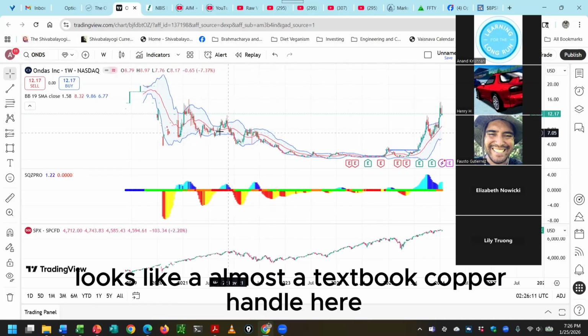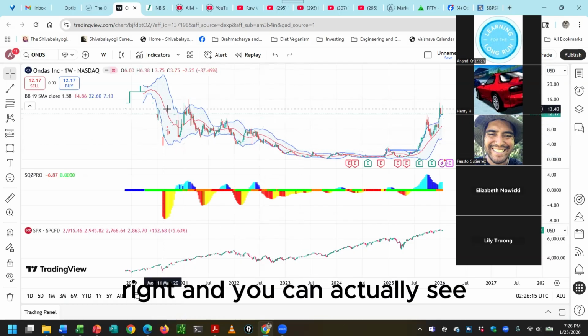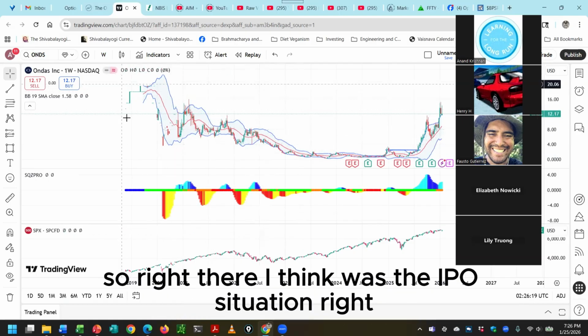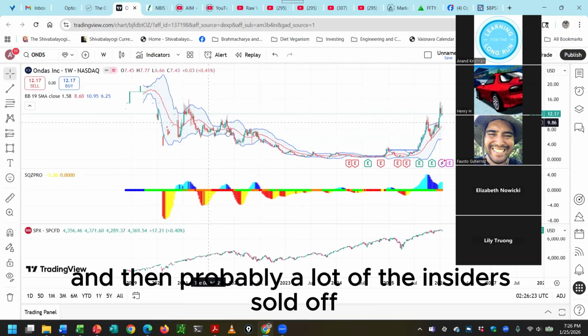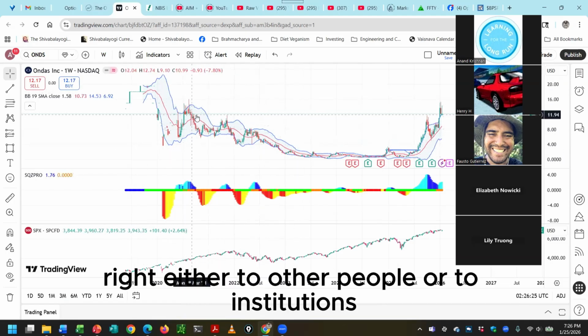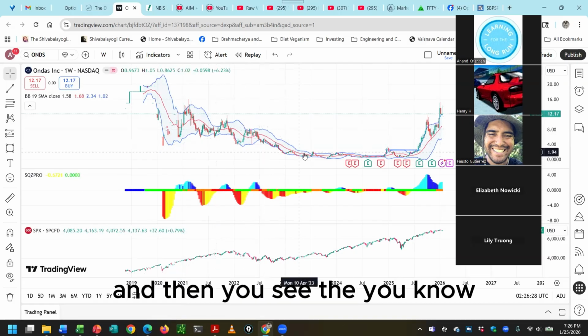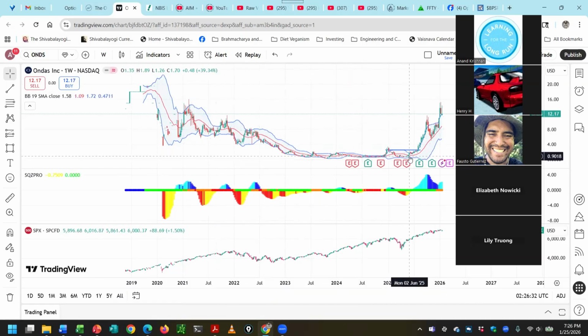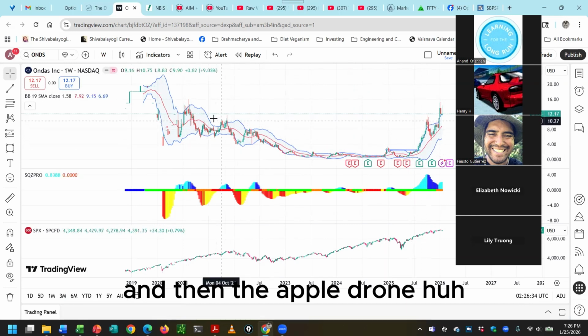All right. Looks like almost a textbook cup and handle here. And you can actually see, right there I think was the IPO situation, and then probably a lot of the insiders sold off, either to other people or to institutions. And then you see the base formation here, and then the up move.